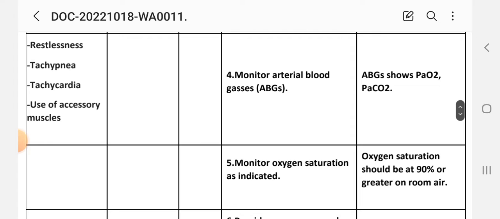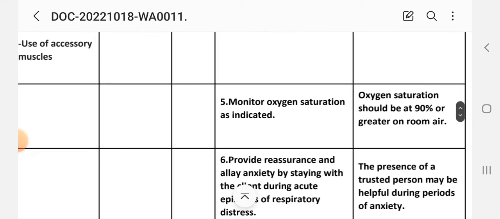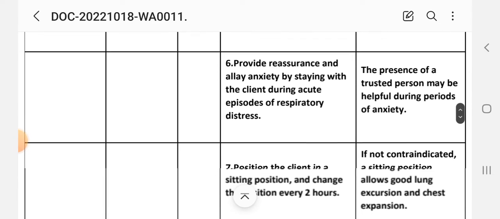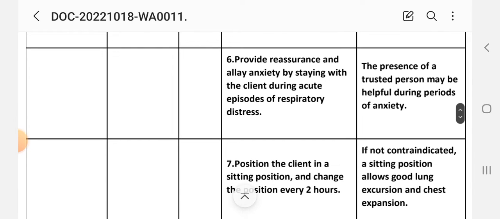Next, monitor arterial blood gases. Rationale: ABG shows PO2, PaCO2. Number 5, monitor oxygen saturation as indicated. Oxygen saturation should be 90% or greater on room air. Next, provide reassurance and allay anxiety by staying with the client during an acute episode of respiratory distress. Here, the presence of a trusted person may be helpful during periods of anxiety.